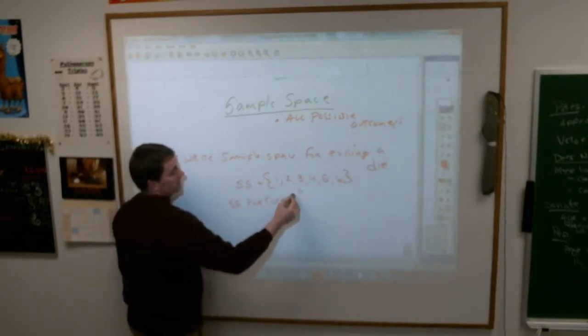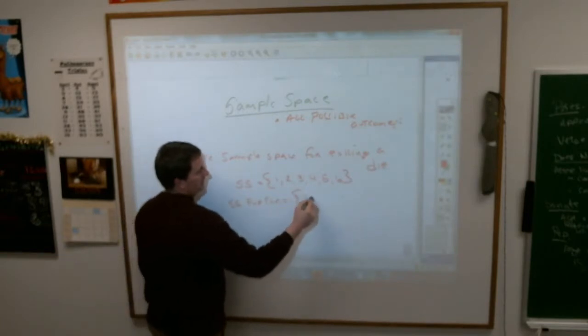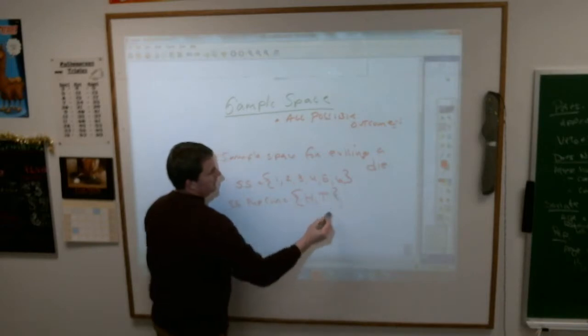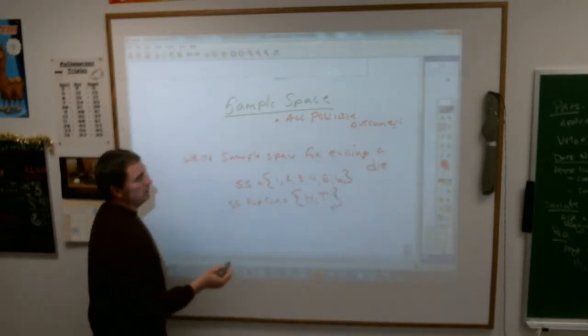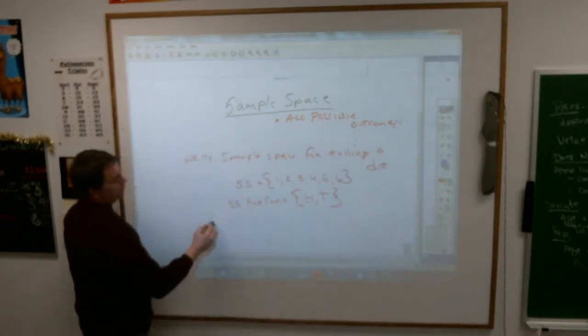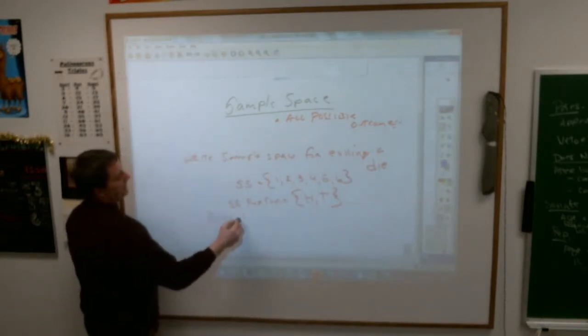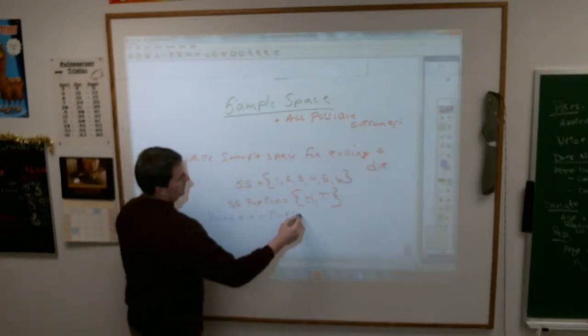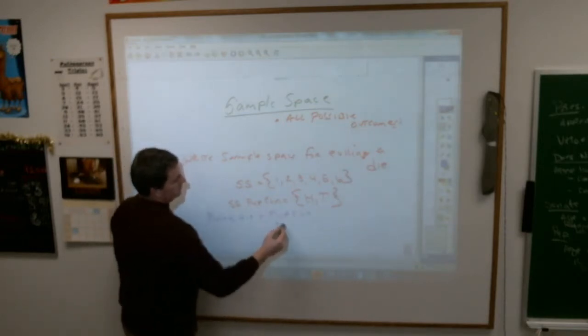Or what's the sample space of flipping a coin? What are your possible outcomes when you flip a coin? Heads or tails. Now, let's get really cute and say you rolled the die and flipped a coin.